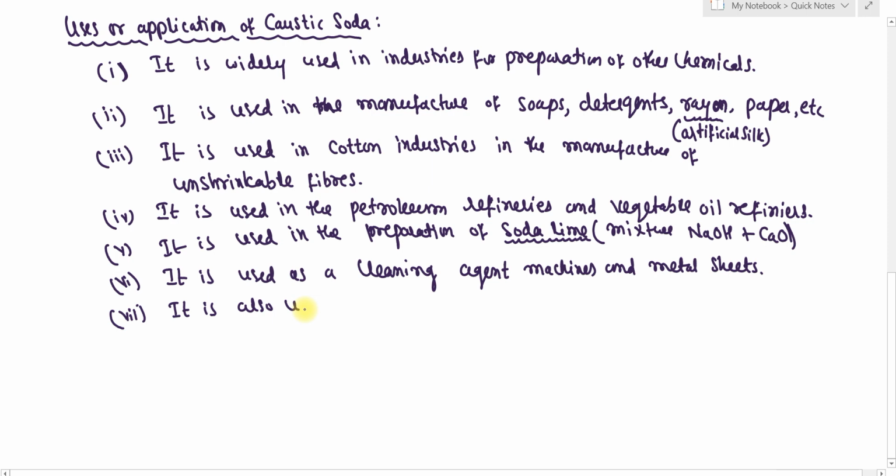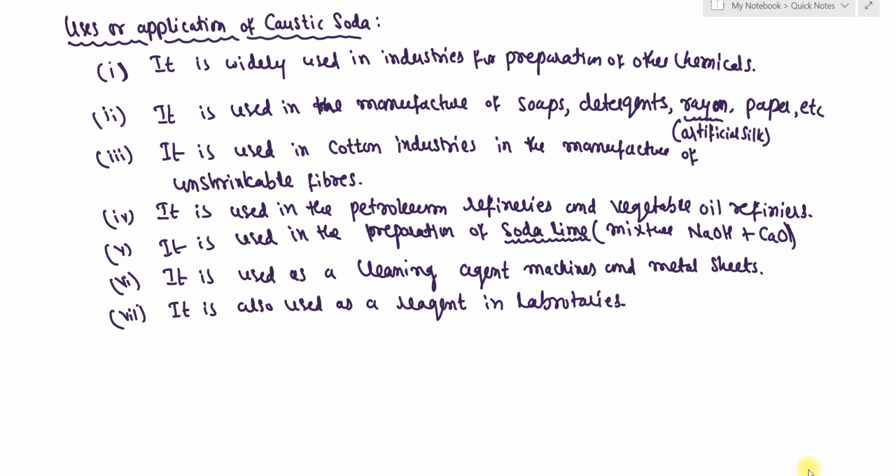Next, we are going to know about the applications or uses of chlorine. We have got two useful products along with caustic soda. First one is chlorine gas and another one is hydrogen gas. So first we are going to see the uses of chlorine gas.